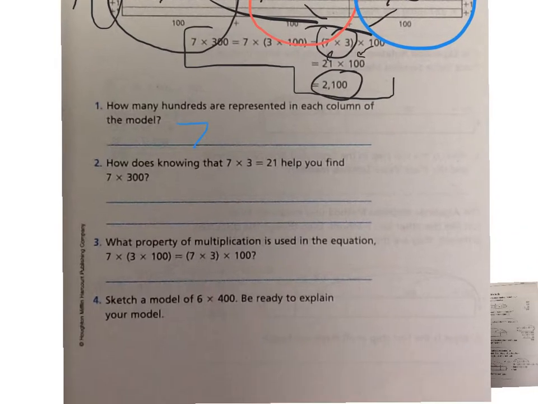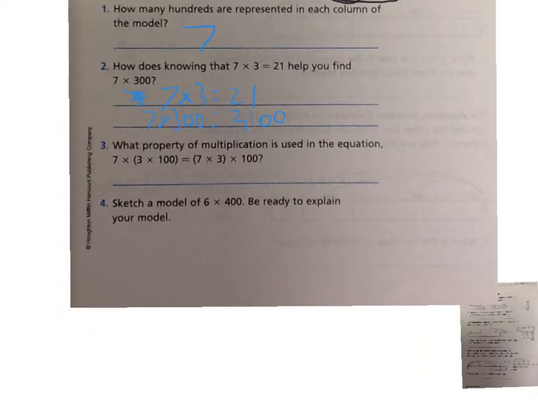Okay. How does knowing that 7 times 3 equals 21 help you find 7 times 300? Well, you know 7 times 3 equals 21, and just by adding 2 more zeros, you're going to take the 21 and add 2 zeros to that, it'll give you 2100. Number 3, what property of multiplication is used in this equation? Well, this is called the associative property. I'll write that on there.